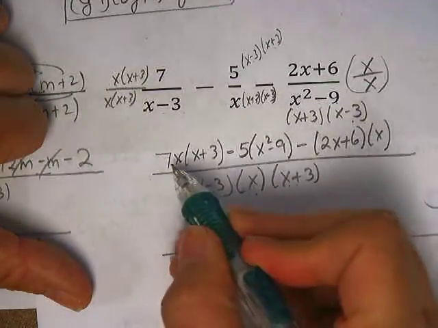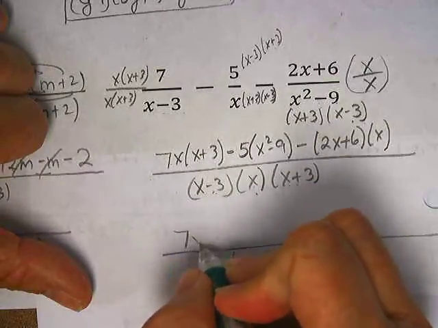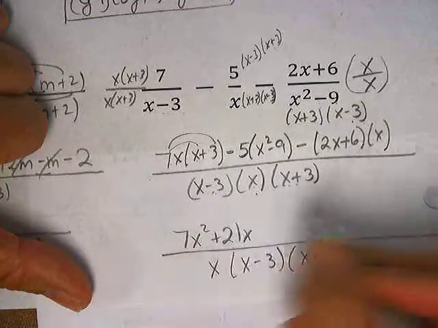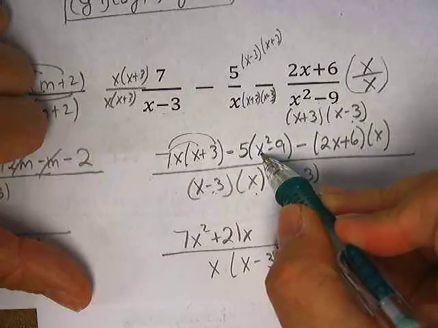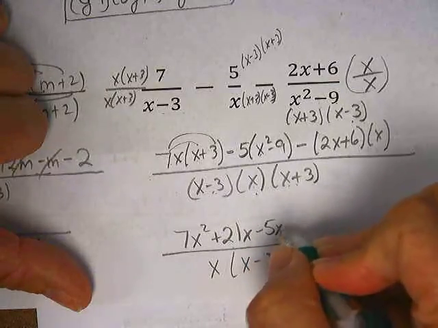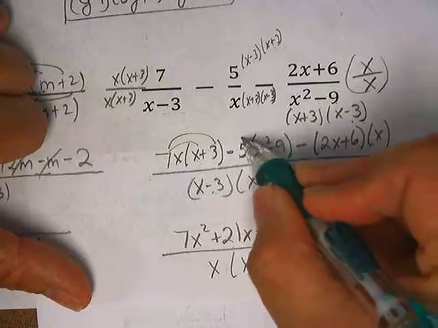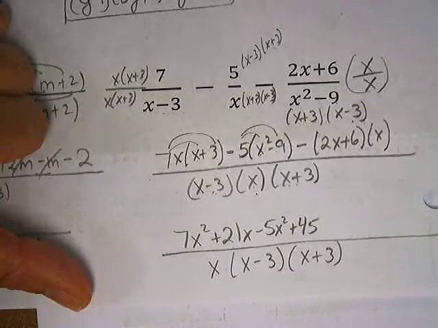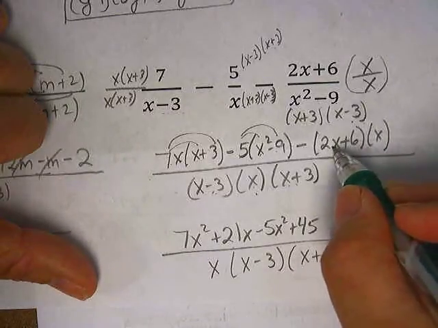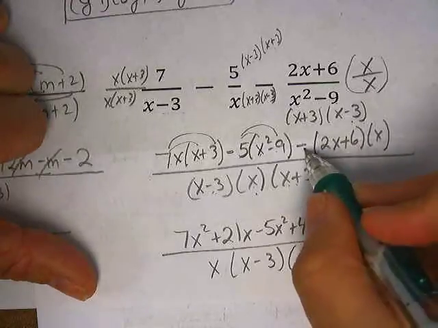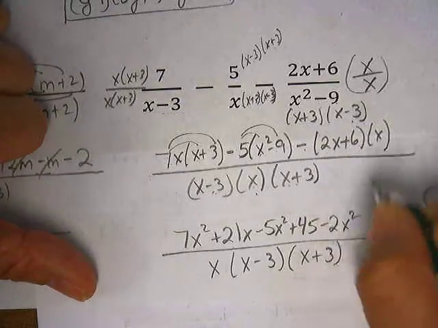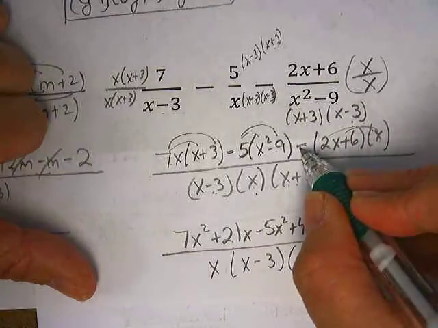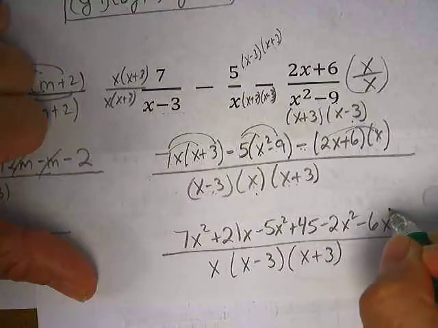when everything is multiplied together. 7x times x gives me 7x squared. 7x times 3 is 21x. Minus 5 times x squared is a minus 5x squared. Minus 5 times minus 9 gives me a positive 45. And here we've got 2x times x. That's 2x squared, but we've got to subtract it, so minus 2x squared. Now 6 times x is 6x, but we have to subtract that, so minus 6x.